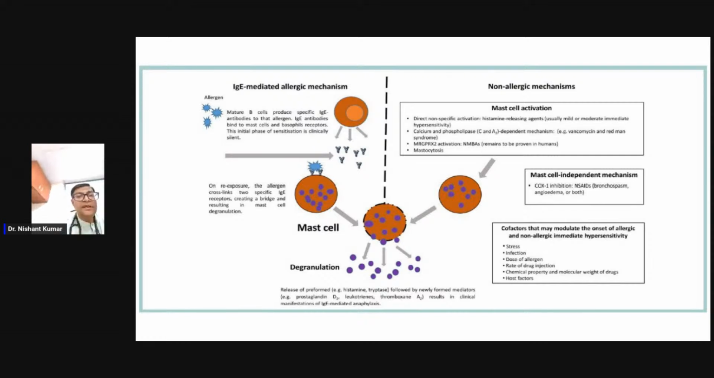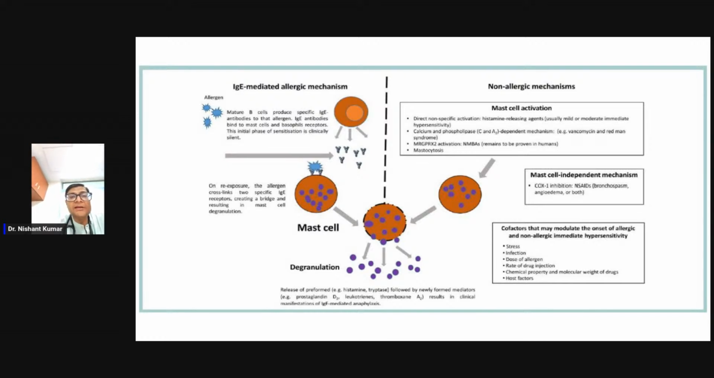So if you see here, this is the IgE mediated allergic mechanism, in which the allergen binds with mature B cells to produce specific IgE antibodies to that particular allergen, and IgE antibodies bind to mast cells and basophil receptors. This initial phase of sensitization is clinically silent. On re-exposure, the allergen cross-links two specific IgE receptors, creating a bridge and resulting in mast cell degranulation, which causes the specific reaction. In non-allergic mechanisms, there is mast cell activation because of non-specific activation by histamine-releasing agents, usually causing mild or moderate immediate hypersensitivity.